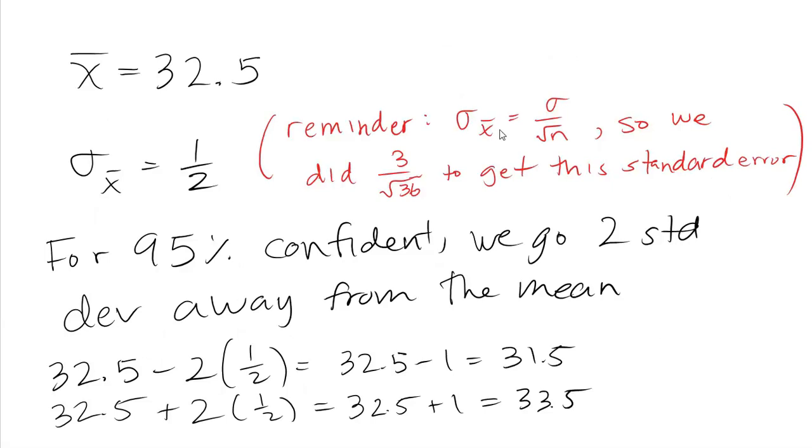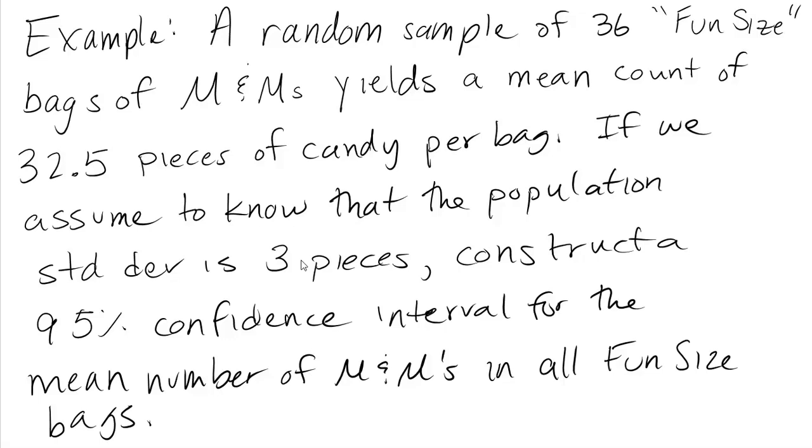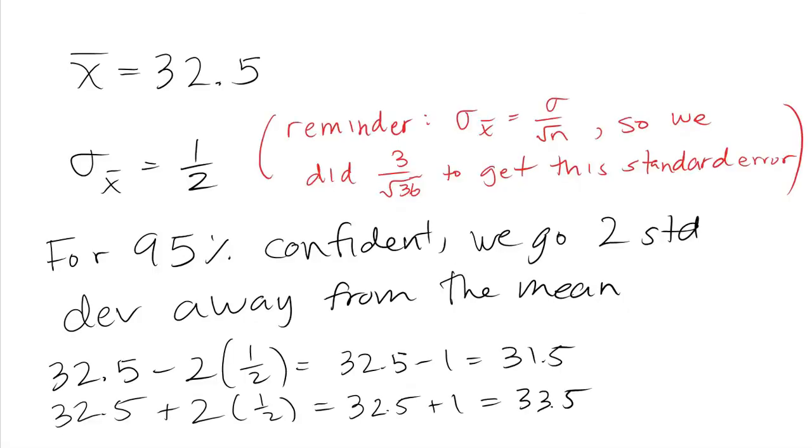We found the standard error by doing sigma divided by the square root of n. We knew sigma was 3. We know n is 36, so we took the square root of 36. 3 divided by the square root of 36 is 3/6, and we reduced that to 1/2.